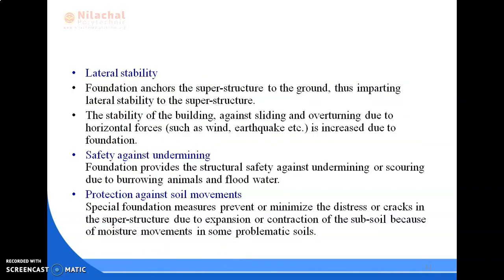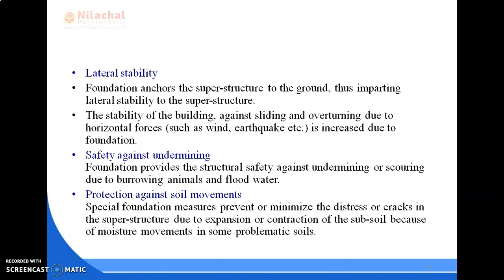The next function is lateral stability. Foundation anchors the superstructure to the ground, thus imparting lateral stability to the superstructure. And the stability of the building against sliding and overturning due to horizontal forces like wind or earthquake forces is increased due to the foundation. Next function is safety against undermining. It provides structural safety against undermining or scouring due to burrowing animals and flood waters, etc.